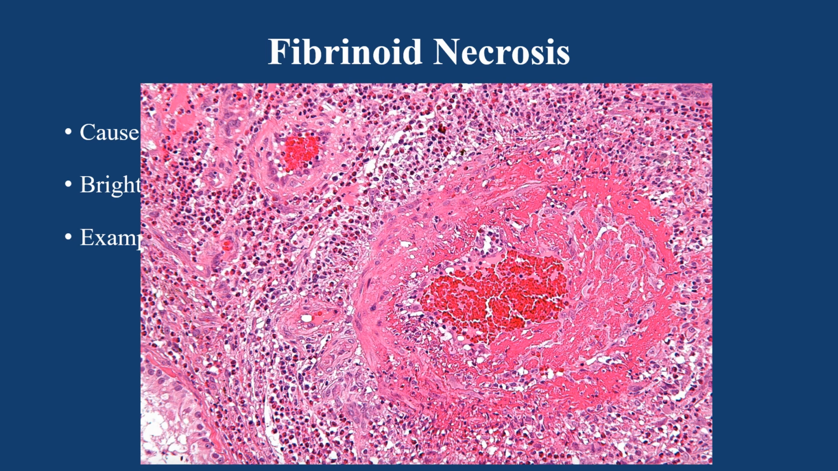This is an image. As you can see, many red-colored RBCs in the center. This is a vessel having these RBCs in the center, and the surrounding vessel wall is appearing bright pink in color. But you cannot appreciate any nuclei in them because it is a necrosed vessel wall. This is a type of fibrinoid necrosis.